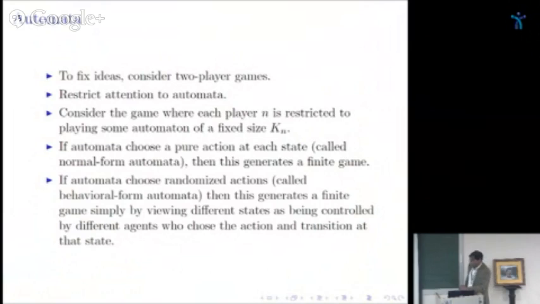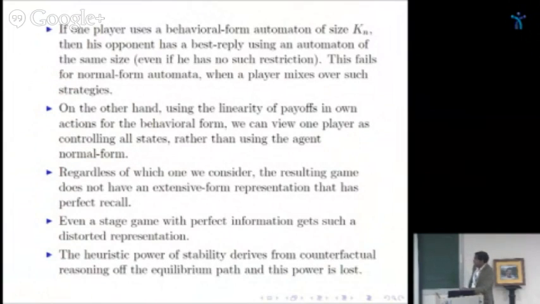Okay. So an obvious thing, let's just look at two-player games. An obvious thing to do is to just look at automata, okay? So then the question is, what kinds of automata? We're going to fix the size of the automata for each player. In principle, we can look at what we're going to call normal form automata. These are just deterministic transitions and deterministic actions. But you could also have randomized actions. You could also have randomized transitions. Let me not go there for the time being. Let me just say that the transitions are deterministic, but the actions are random. I'm going to call them the behavioral form. Okay, but they both induce finite games. And they all have good properties.